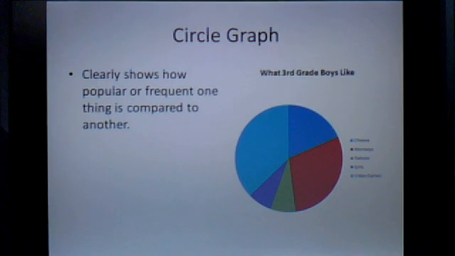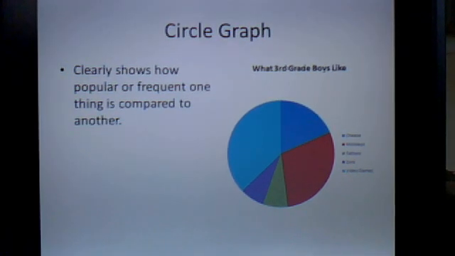Circle graph. It can also be called a pie graph. It clearly shows how popular or frequent one thing is compared to another. So I took the same set of data from the last slide and I made a circle graph out of it. What third grade boys like. It's just a more visual representation sometimes than the bar graph.